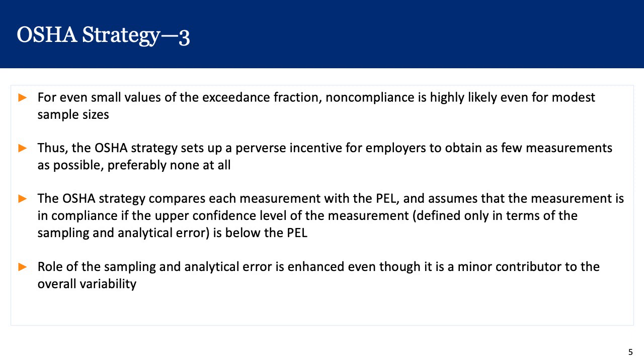And thus, the OSHA strategy sets up a perverse incentive for employers to obtain as few measurements as possible, preferably none at all. And this is because the OSHA strategy compares each measurement with the PEL and assumes that the measurement is in compliance if the upper confidence level of the measurement, defined only in terms of the sampling and analytical error, is below the PEL. And we discussed in the beginning of the course that the sampling and analytical error is a very minor contributor to the overall variability. Except in the OSHA strategy, the role of the sampling and analytical error is enhanced.